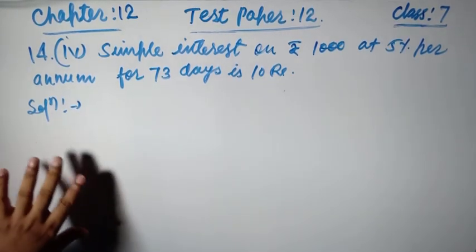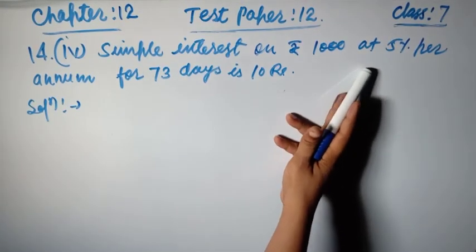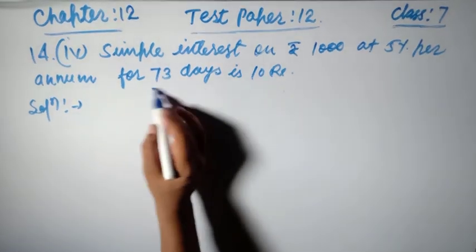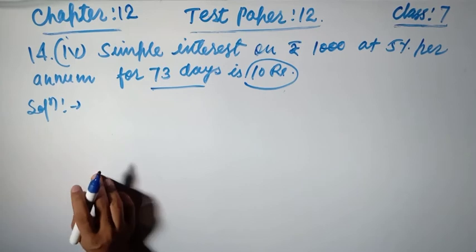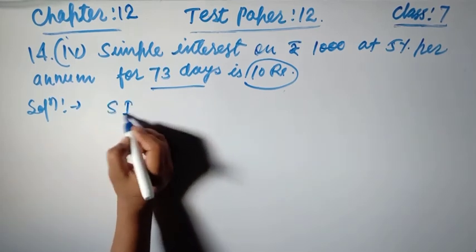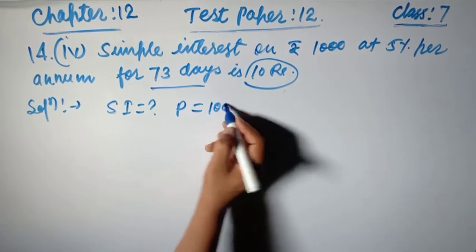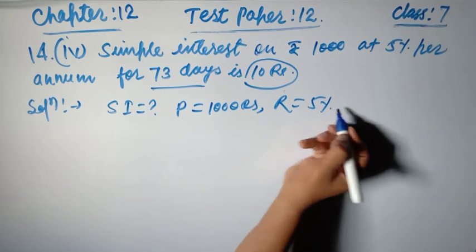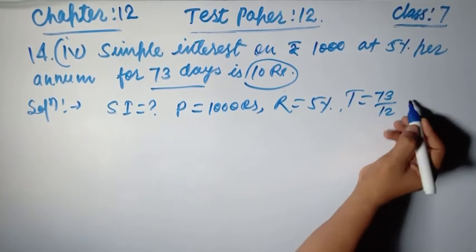Here question 14 says the simple interest on rupees 1000 at 5% per annum for 73 days is 10 rupees, yes or no, we have to find. That means now we have to find the simple interest, friends. The given points are P is 1000 rupees, R is 5%, and the time T is 73 days, divided by 12 becomes the years, friends.